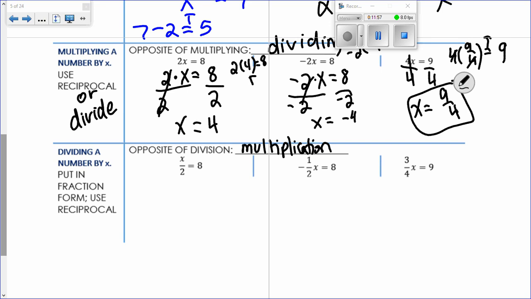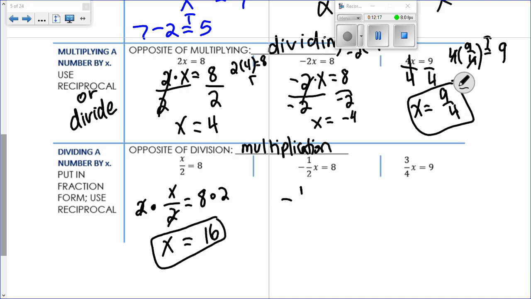So here, I have x divided by 2 equals 8. So what number divided by 2 equals 8? Multiply 2 on both sides. 2's canceled, and x equals 16 is your final answer here.